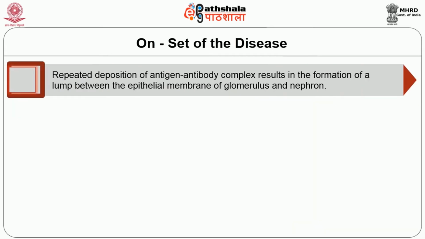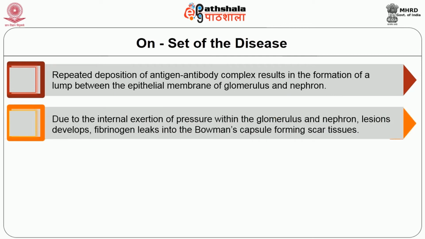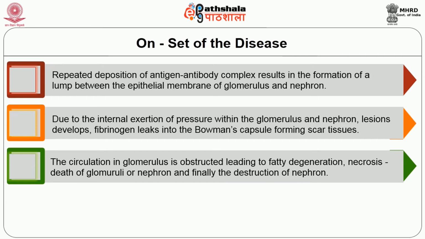Repeated deposition of antigen-antibody complex results in the formation of a lump between the epithelial membrane of the glomerulus and the nephron. Due to the internal pressure exerted within the glomerulus and the nephron, lesion develops, and fibrinogen leaks into the Bowman's capsule, forming a scar tissue. As a consequence, the circulation in the glomerulus is obstructed, leading to fatty degeneration, necrosis, death of glomerulus or nephron, and finally the destruction of nephron.